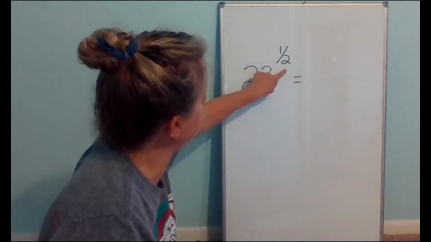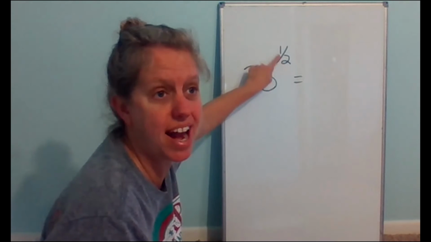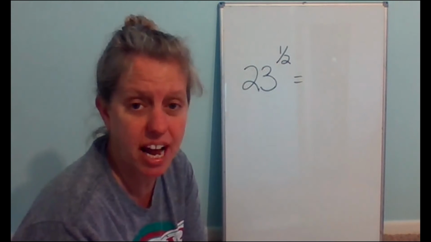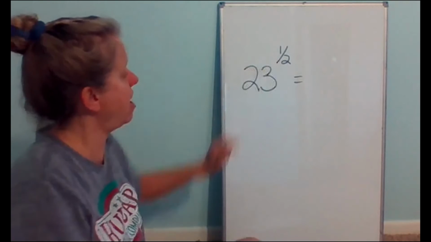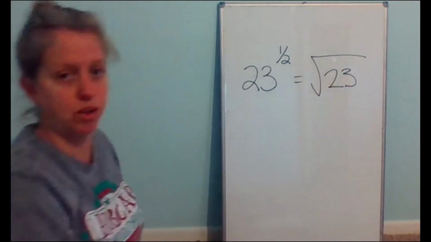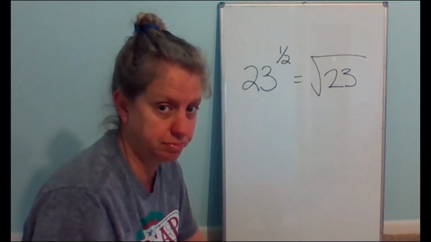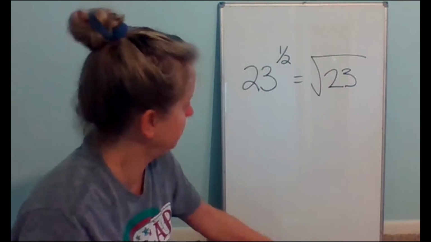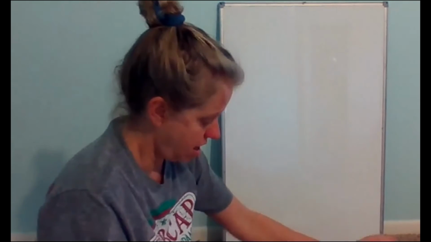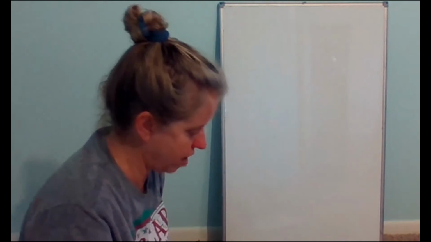So what does raising something to the 1/2 power mean? It means you're taking the square root of it, right? 1/2 means square root of 23. So that is your answer. You're just rewriting that as a radical. All right, number 8, same thing, right, with radicals.